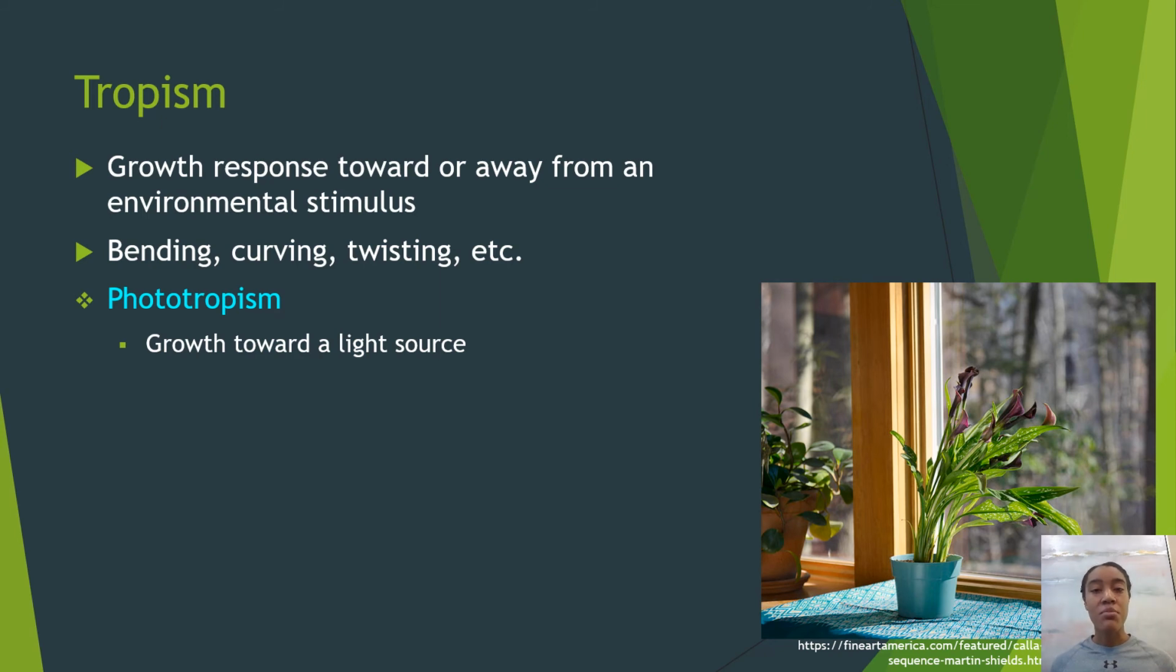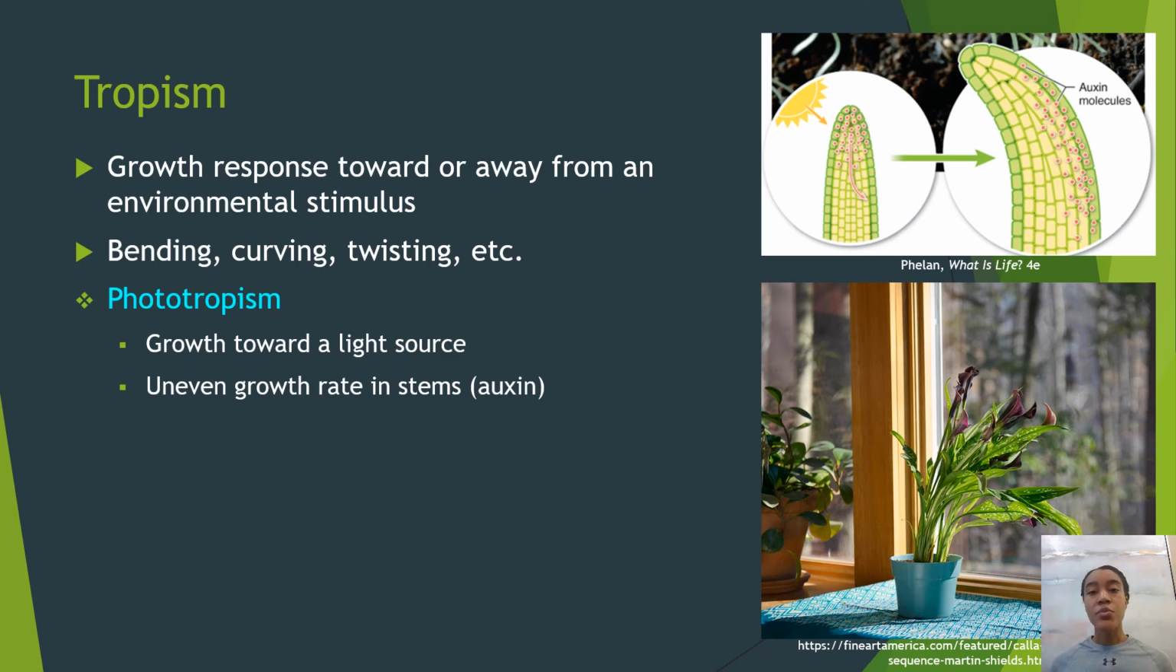Most people have seen a plant growing in the direction of a particular light source, and that's because they want to optimize as much photosynthesis as they possibly can. So photo is light, tropism is movement: move towards the light. Phototropism is a result of uneven distribution of the hormone auxins, which results in uneven growth in the stems.